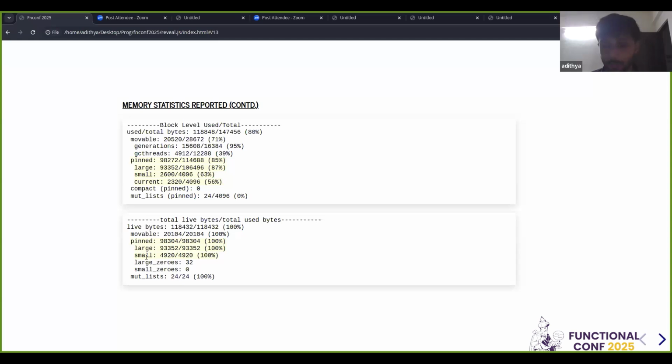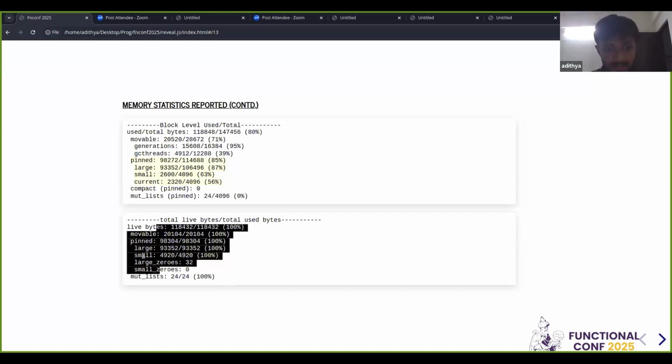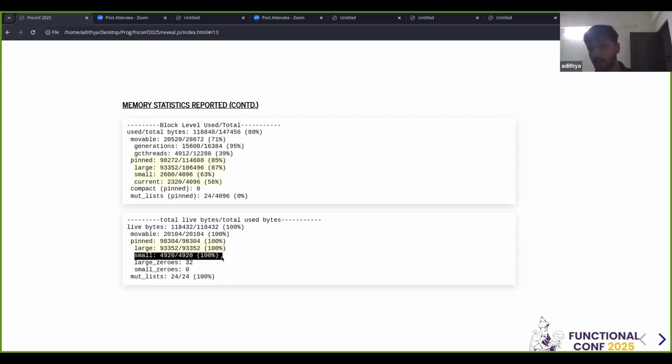So here, the most important. What this says is, out of the accounted memory, the total used bytes, these are the total used bytes, the 4912, 98272. What this basically says is, out of these total used bytes in this block, how many bytes are live, right? In almost all these cases, except the blocks with small pinned allocations, all of them should exactly match. All of them should always have 100%. The blocks with large pinned allocations should always have these live bytes. Whatever space is used in that block should always be live. If it's not live, that block should not be there, right?